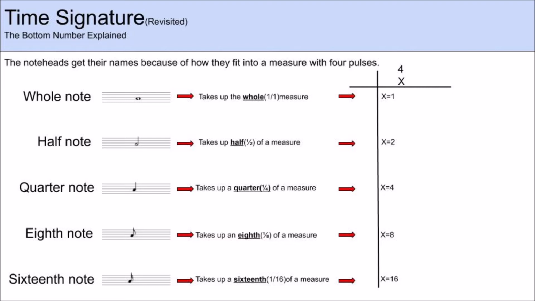And each of these correlates to a type of note. So 4-1 would be a whole note. 4 whole notes in a measure. 4-2 would tell us that there are 4 half notes in a measure. 4-4 gives us 4 quarter notes. 4-8 tells us there are 4 eighth notes per measure, and 4/16 tells us that there are 4 16th notes in a measure.